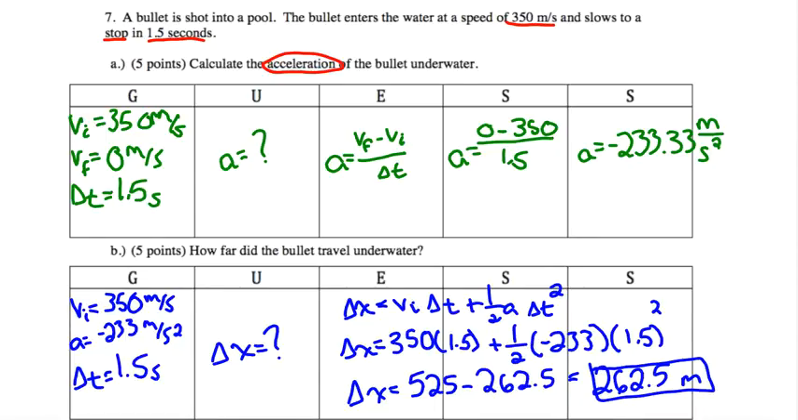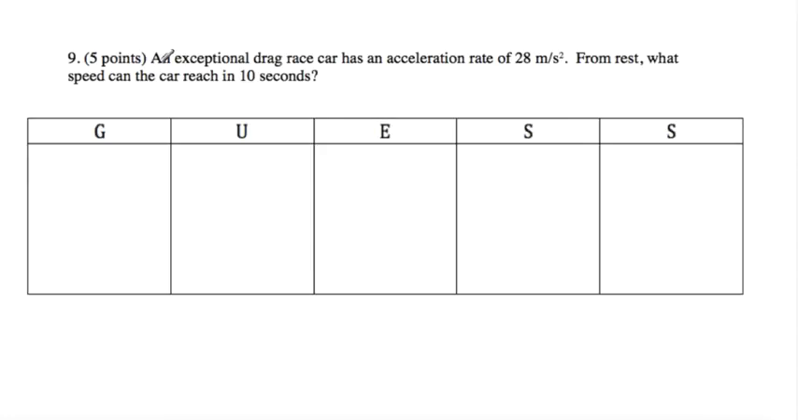Alright, our very last problem. It's an easier one. An exceptional drag race car has an acceleration rate of 28 meters per second squared. From rest, what speed can the car reach in 10 seconds?